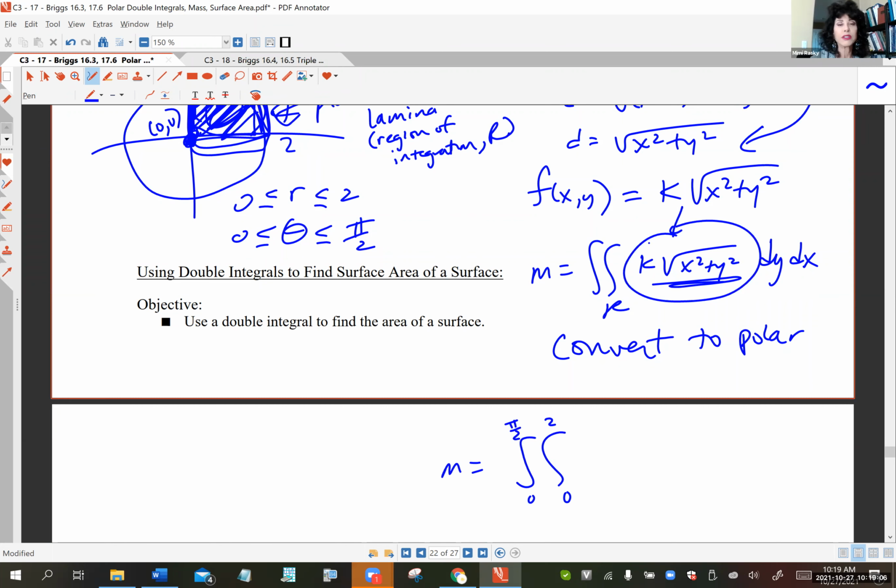And now let's convert our density function to polar. We still have the constant of proportionality. That's just some number. And then the square root of x squared plus y squared. What does that convert to? Anybody remember? No? All right. This can be r. What else?